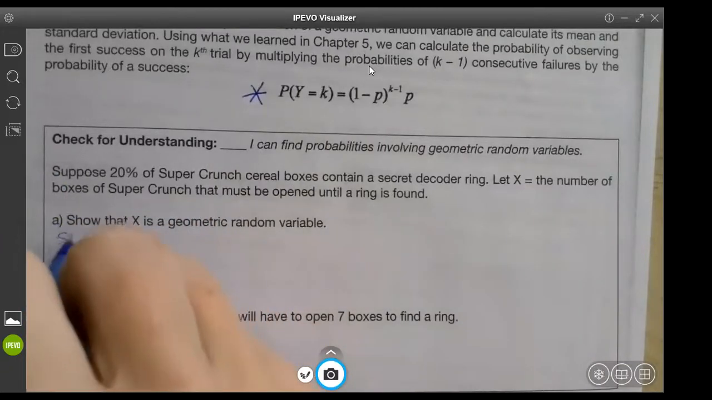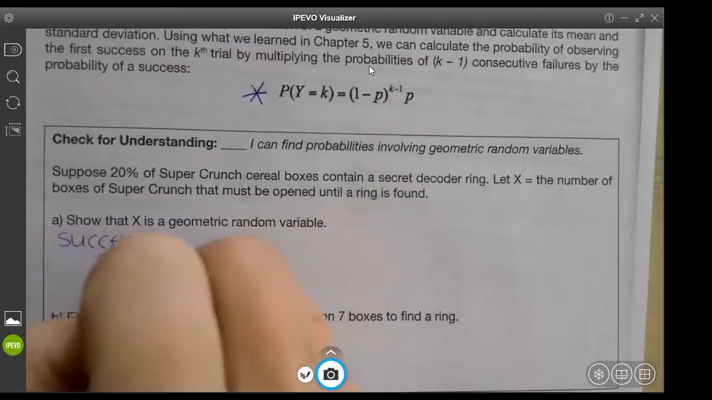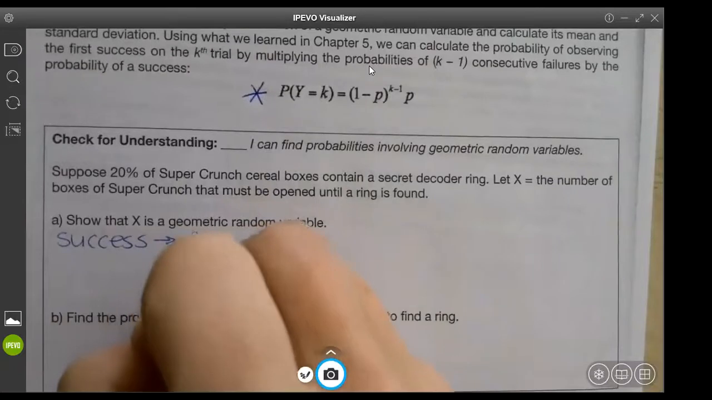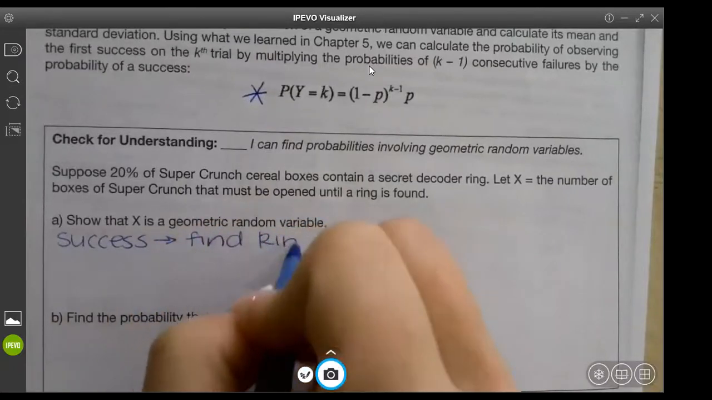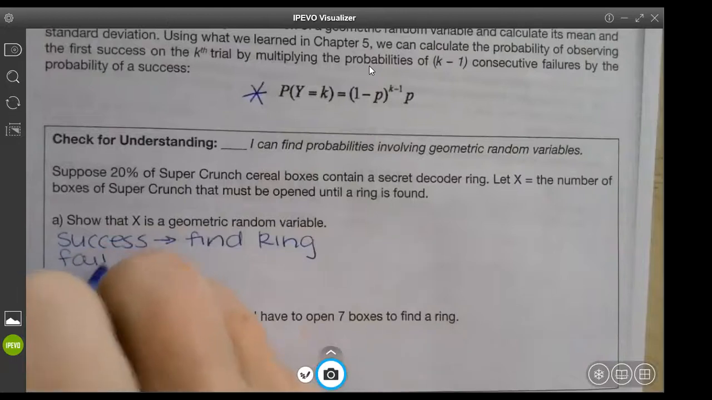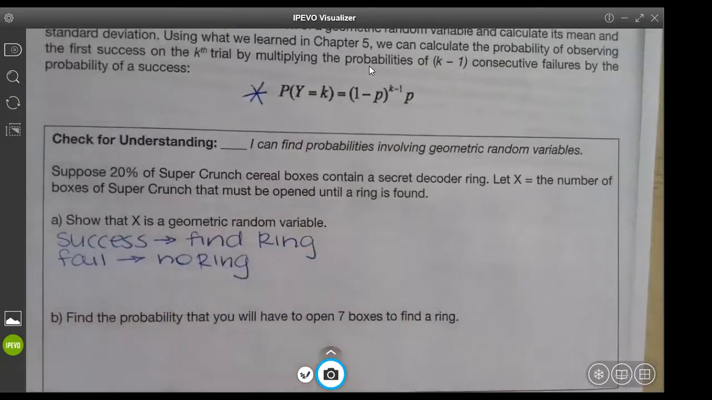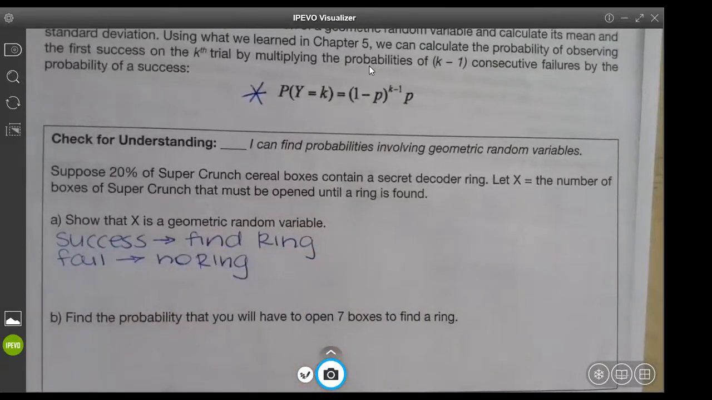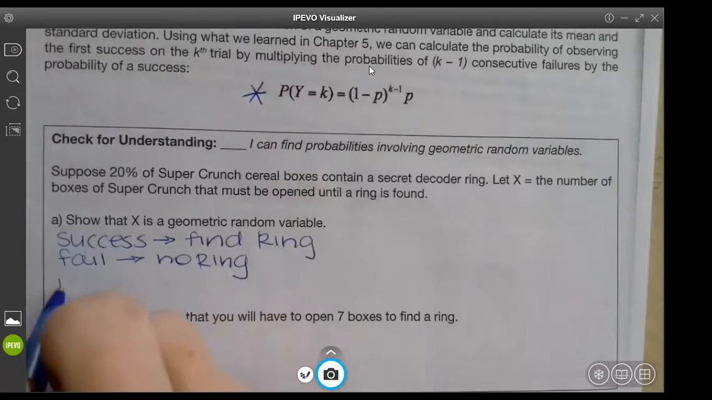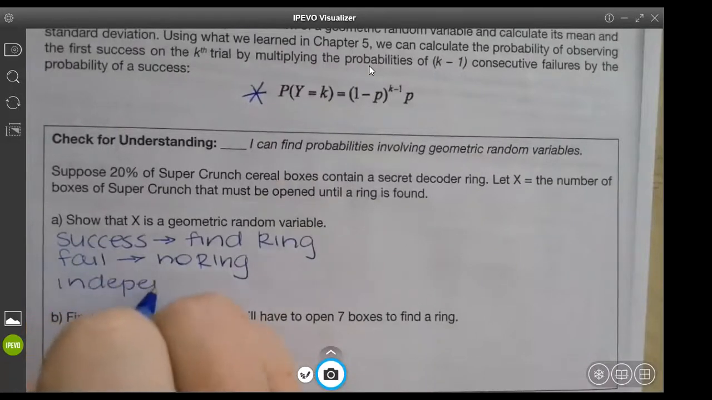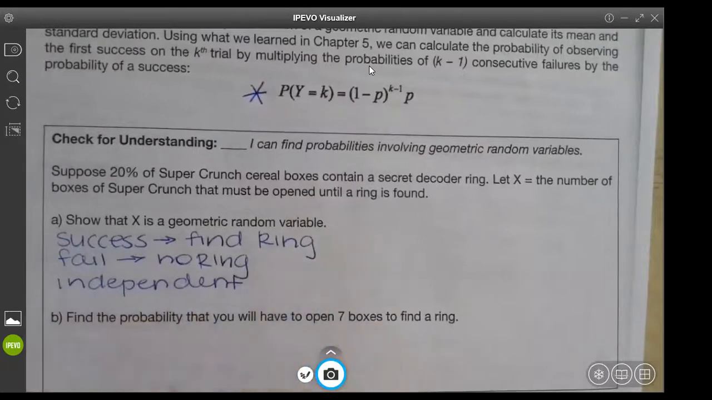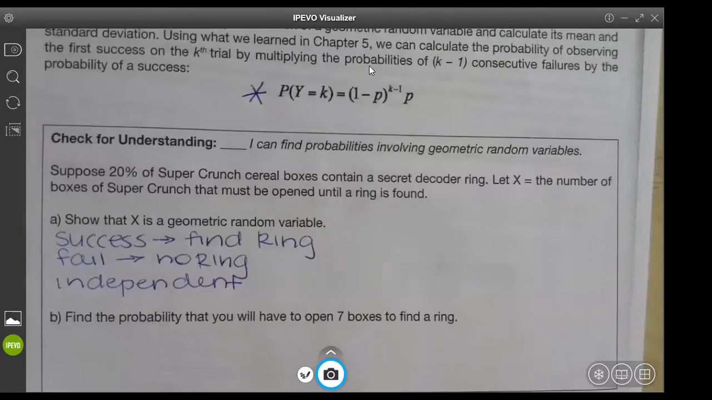So you have a success of having what? Find a ring. You have a failure. Okay. What comes next? It's independent. One box doesn't depend on the other. Okay. The next part is the N. What do we know?